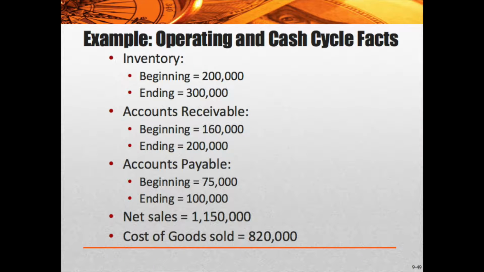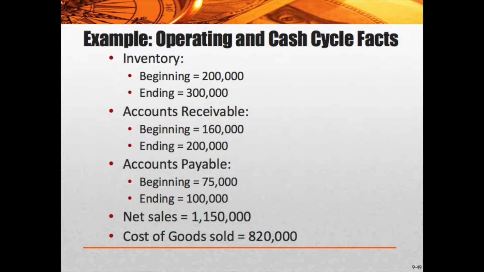Okay, so let's look at these numbers and turn the data that we have into days so we can look at the cash cycle as a calculation. So here we go. Here's our information. This is all given. Beginning inventory 200,000, ending 300,000.